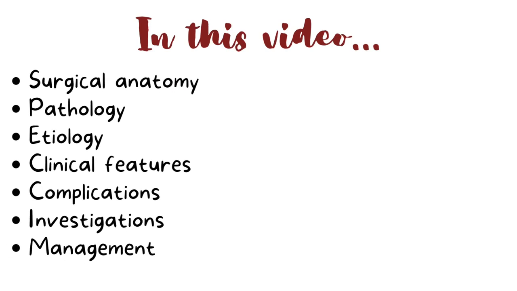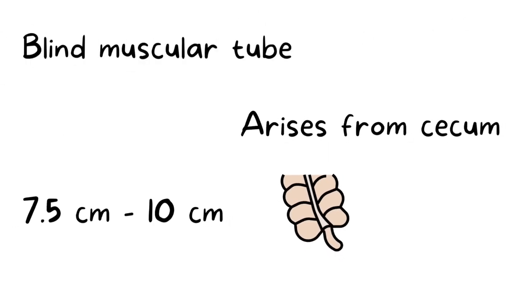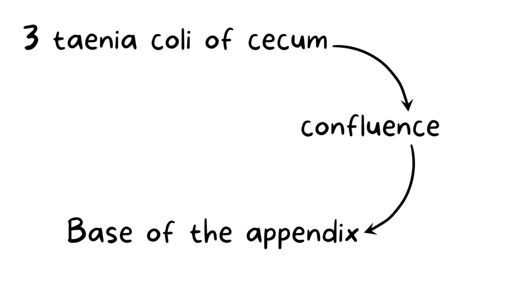In this video, we're going to talk about appendicitis under the following headings. First, surgical anatomy. Appendix is a blind muscular tube which arises from the cecum. It is approximately 7.5 to 10 cm in size. You can identify cecum by the presence of tinea coli. They are three in number. So if you trace to the confluence of these three tinea coli, which is where these three meet, you can identify the base of appendix.